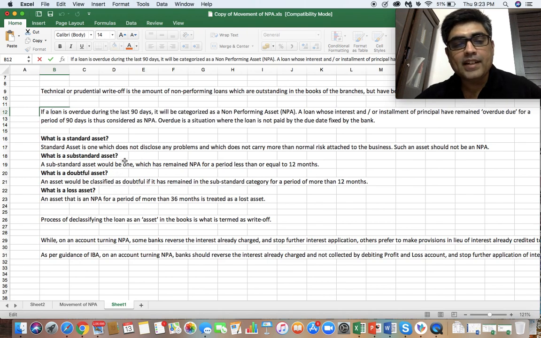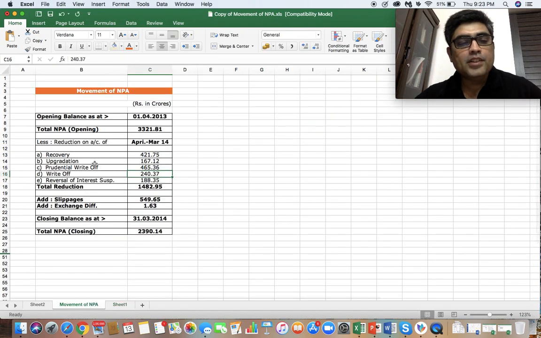But on the non-standard classification, there are three broader heads to it. So one is the substandard asset. A substandard asset would be one which has remained NPA for a period less than or equal to 12 months. And then comes the doubtful asset. A doubtful asset is an asset which can be classified if it has remained in the substandard category for a period of more than 12 months. And a loss asset is one where an NPA has been there for a period of more than 36 months. So with this perspective in mind, if you see this set of figures, I think you can better appreciate what I'm trying to say.